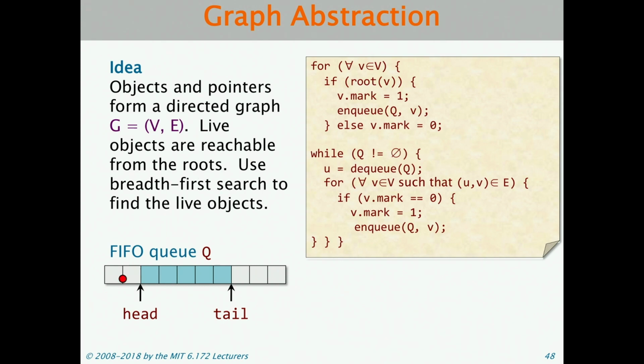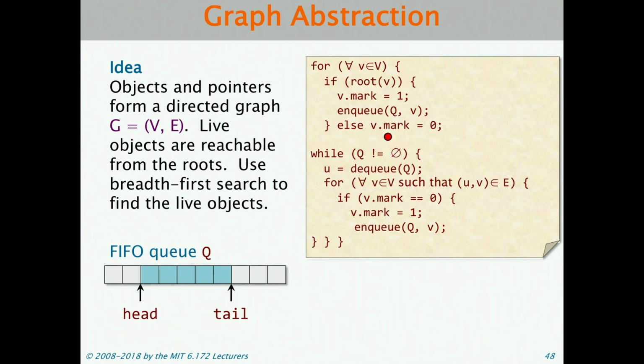We're going to have a FIFO queue, first in, first out, for the breadth-first search. This is represented as an array, and we have two pointers, one to the head of the queue and one to the tail of the queue. Let's look at this code, which is essentially a breadth-first search. We first go over all of the vertices in our graph and check if each vertex v is a root. If it is a root, we set its mark to be 1 and place the vertex onto the queue. Otherwise, we set the mark of v to be 0.